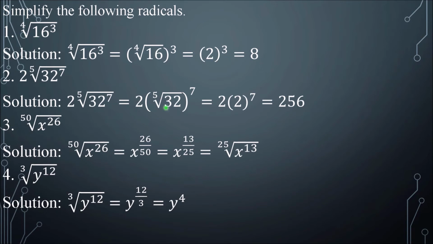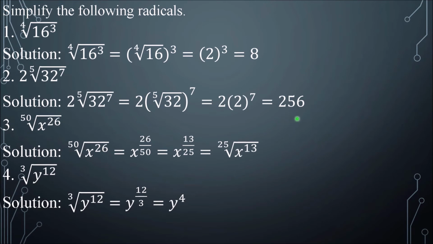Next, we have 2 times the 5th root of 32 raised to 7. So first, we separate 2 and then the 5th root of 32 raised to 7. The 5th root of 32 is 2, because 2 times 2 times 2 times 2 times 2 is 32. Now, 2 raised to 7 is equal to 128. And then 128 times 2 is 256.